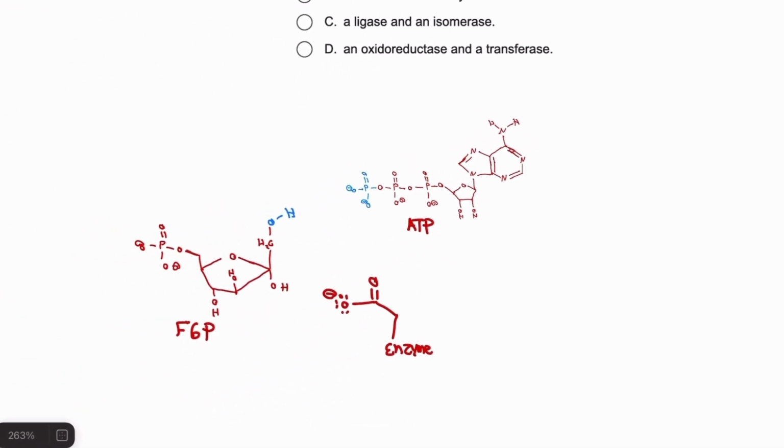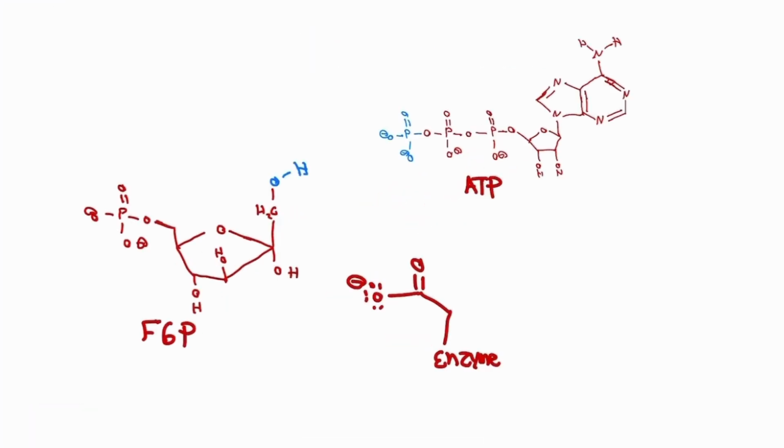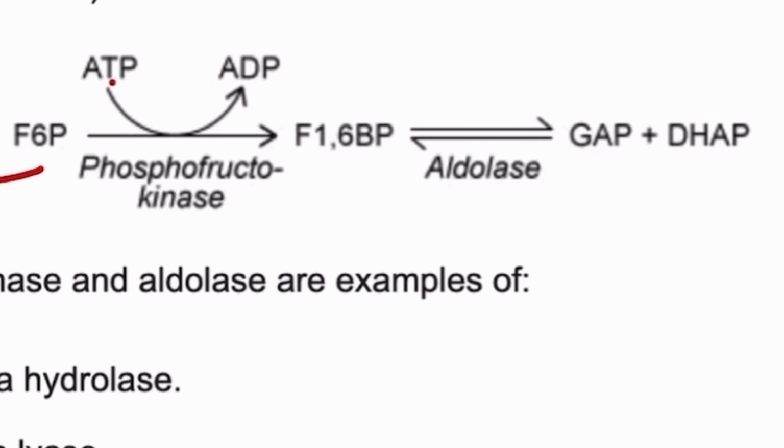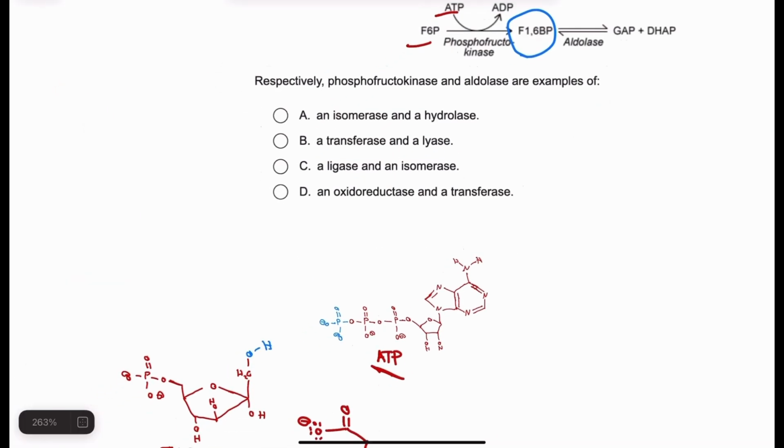I have drawn some structures for us. So right here, we've got your F6P, your fructose 6-phosphate. We have a generic enzyme that has a base. I chose an enzyme that has aspartic acid. Most textbooks state that aspartic acid is involved in the phosphofructokinase mechanism. Then we have ATP. Now that's what we have here: F6P, ATP, and then we get our product, which is our F16BP.